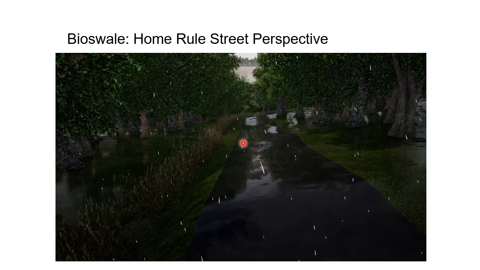This is a perspective on Home Rule Street. In this perspective, you can see how I had to grade out a short swale on the lower side of the road where runoff would be collected.